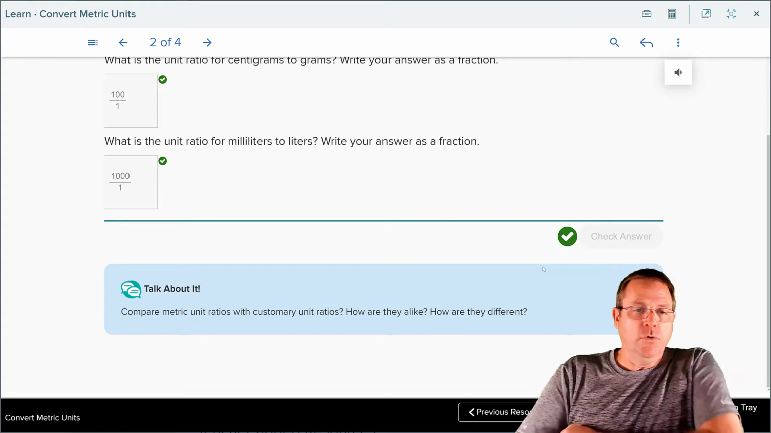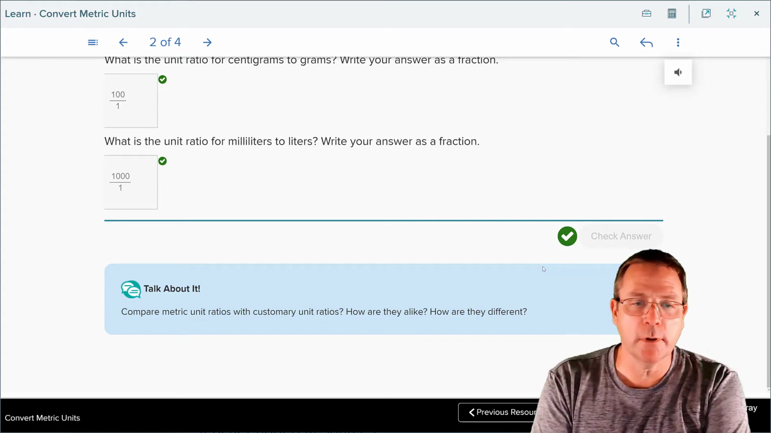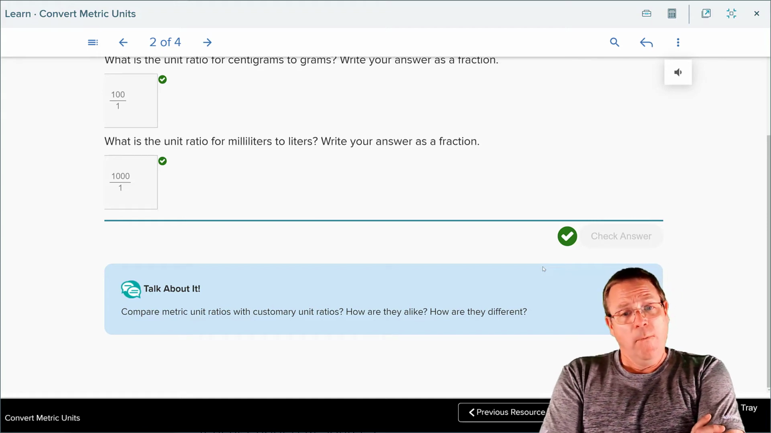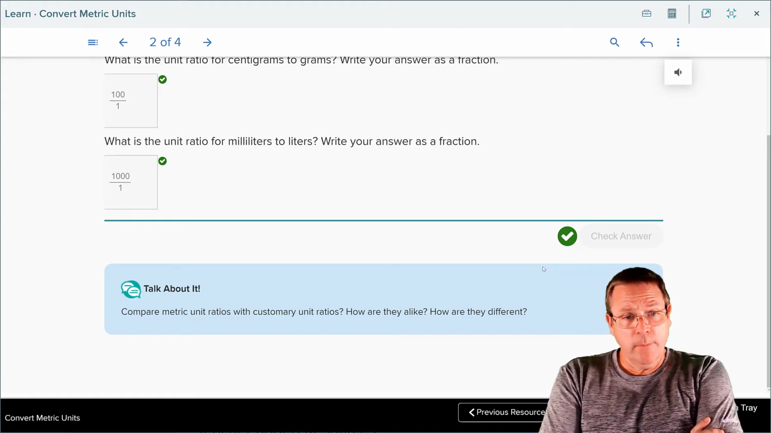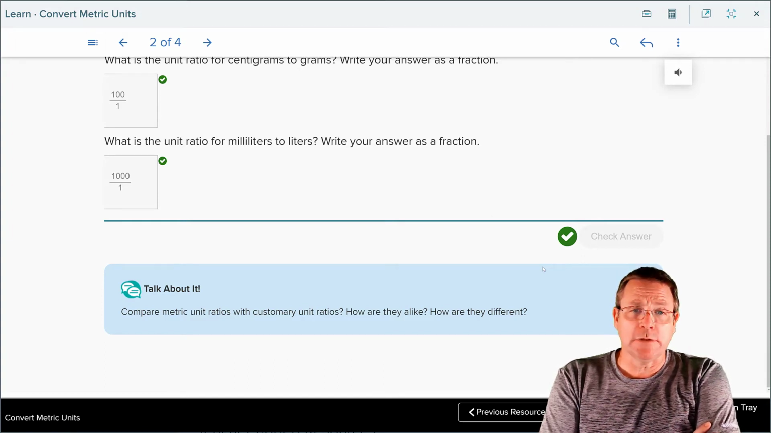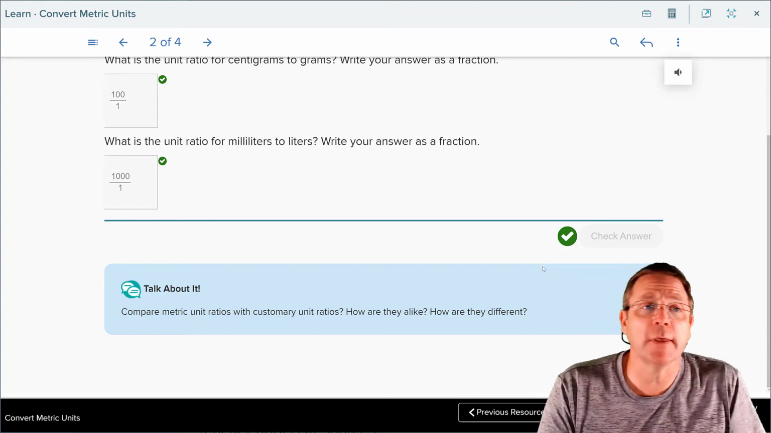Compare metric unit ratios with customary unit ratios. How are they like and how are they different? Well, they're alike because you're still moving from bigger to smaller and smaller to bigger. They're different because with the metric system, everything's base 10, and it makes it so much easier to work with. Base 10 meaning tens, hundreds, thousands, and things of that nature.